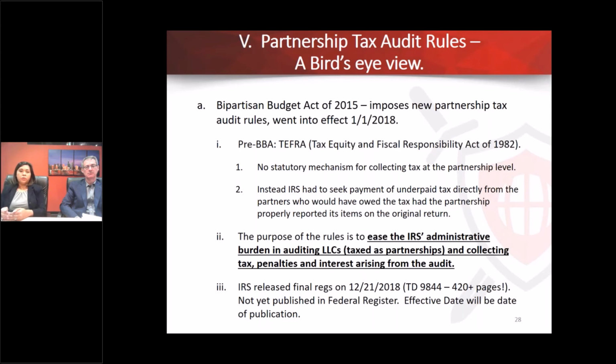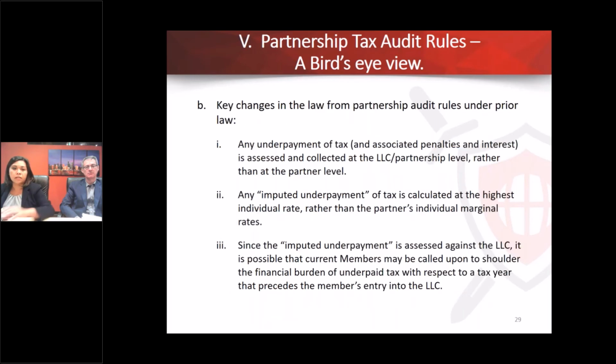And so under the new rules, the IRS could assess a deficiency at the LLC partnership level rather than at the partner level. And then the issue with that is if there's a change in the membership between the year that's being audited and the year that the audit is occurring, you could have new members being forced to shoulder a tax liability of the LLC that they were not members at the time in the tax year at issue. So it really could be a disadvantage if you're coming in and you're being saddled with a tax debt that you may not have known about when you enter the LLC.